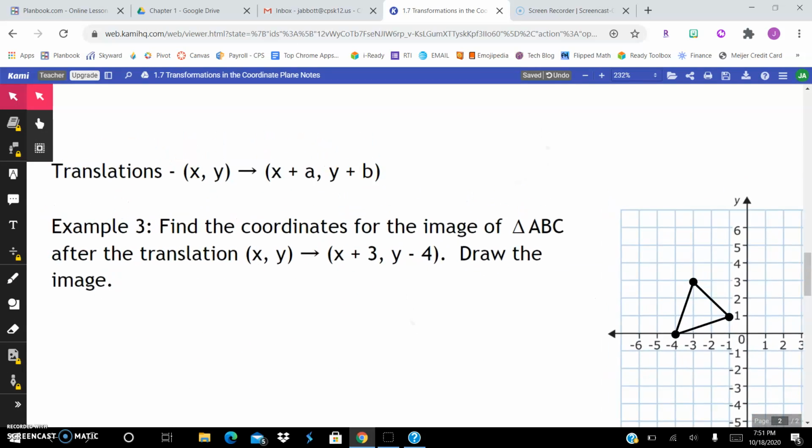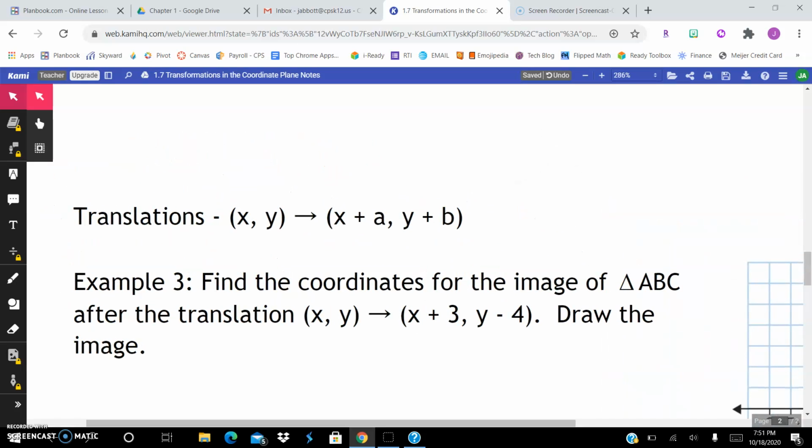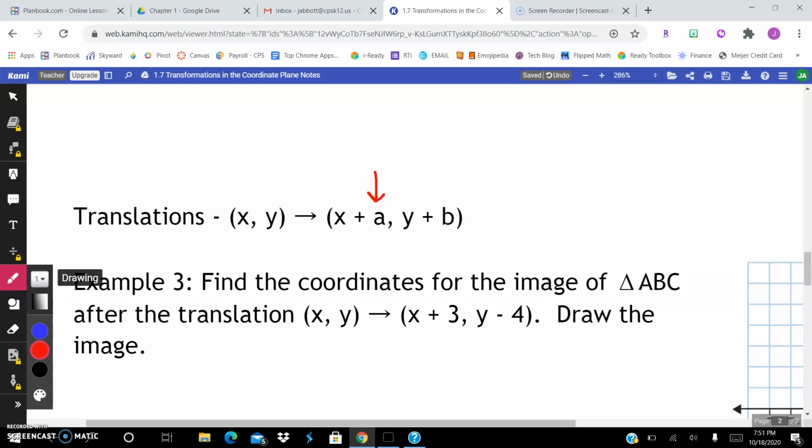When we have translations, we go from the ordered pair of x, y to x plus a, y plus b. And what that simply means is what you add to the x value is moving it left or right. So the x moves the image left or right, and the y is going to move it up and down. So if you add a number to those, they're either going to go right if it's the x value or up if it's the y value. And if you subtract a number from it, it's going to go left if it's the x and down if it's the y.